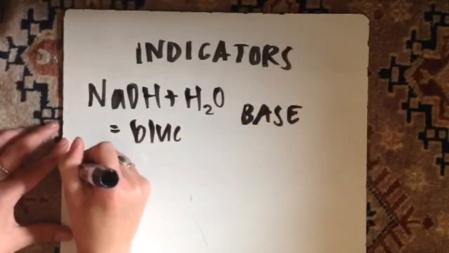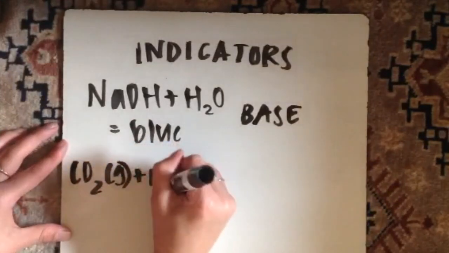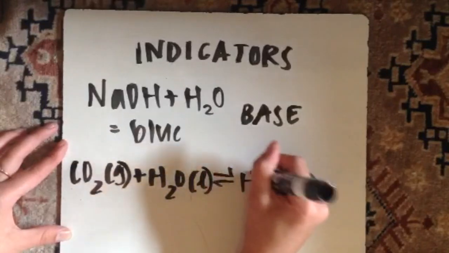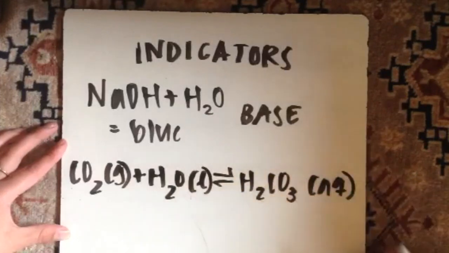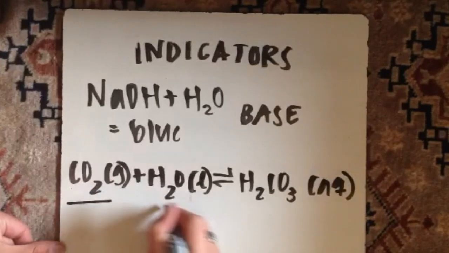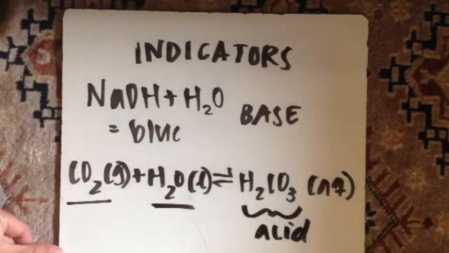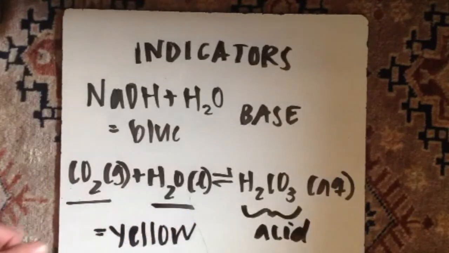When we add CO2 gas plus H2O liquid, it will yield carbonic acid, aqueous. This is because when a nonmetal oxide is added to water, it yields an acidic solution. Because of this, the color will turn a more yellow. It will be yellow because the color won't go very acidic, so more red, because carbonic acid is a weak acid.